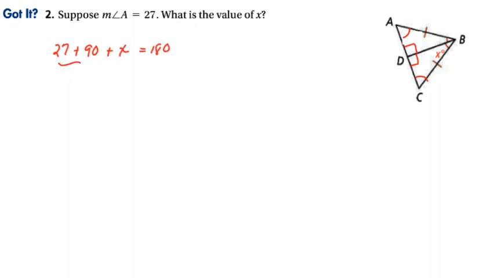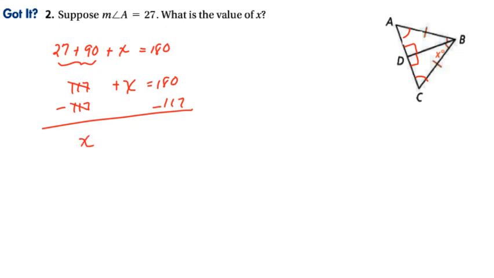So if we just add these two together, what does that give us? 117 plus angle X equals 180. So subtract 117 from both sides. And those would cancel, and we get angle X is equal to, what is that? We're going to borrow from the 8, make it a 7, so we'll get a 3, 6, so it looks like 63 degrees, right? Hopefully I did my math right on that.